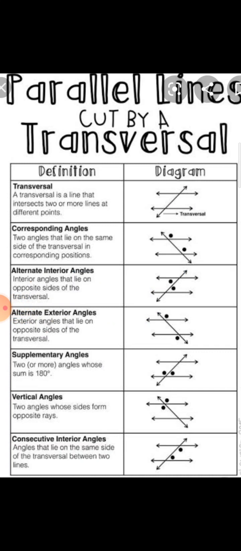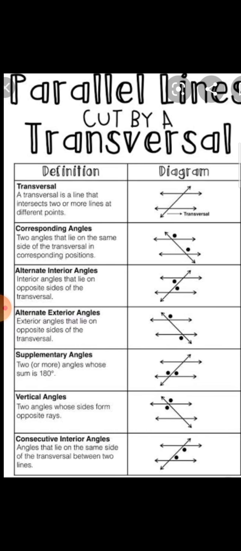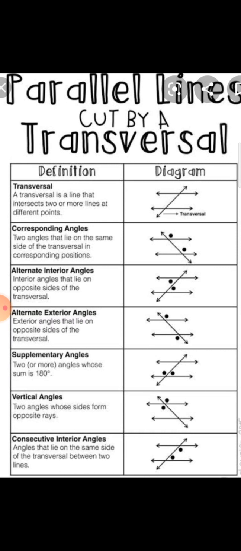Next is alternate exterior angles. Exterior means outside. Now, exterior angles that lie on opposite sides of the transversal. Look at the dots. Outside angles and opposite directions. So opposite sides. So these types of angles are called alternate exterior angles.